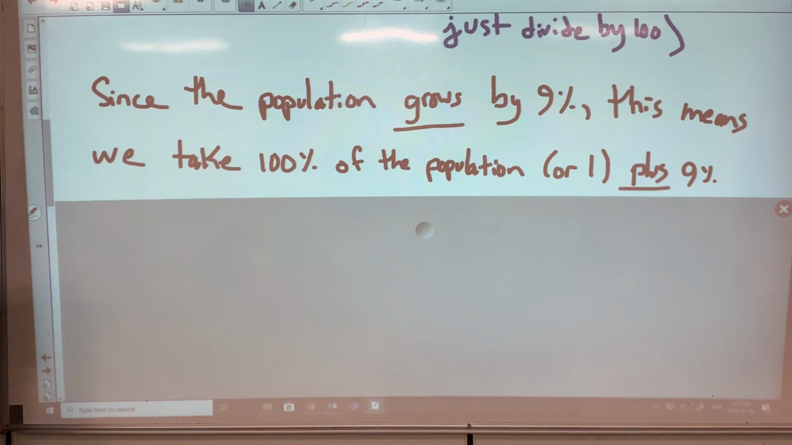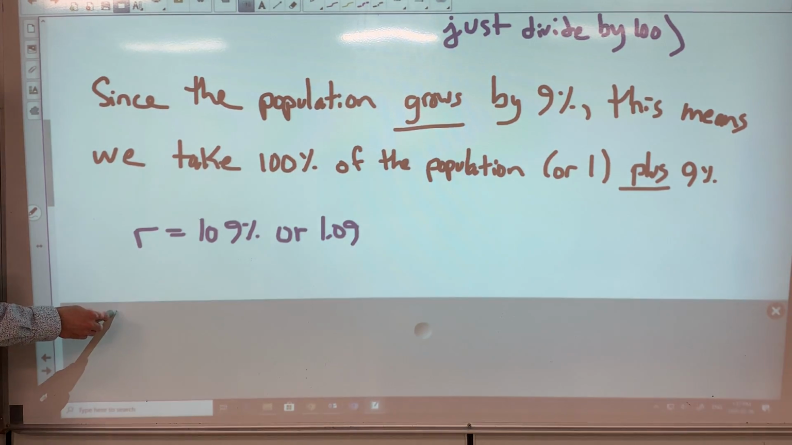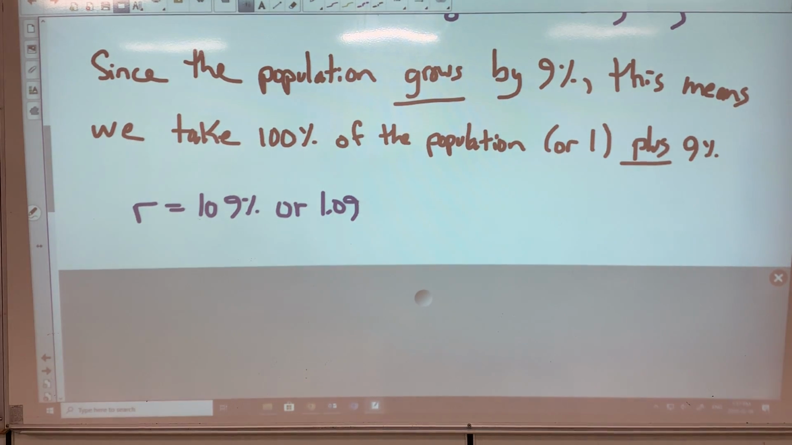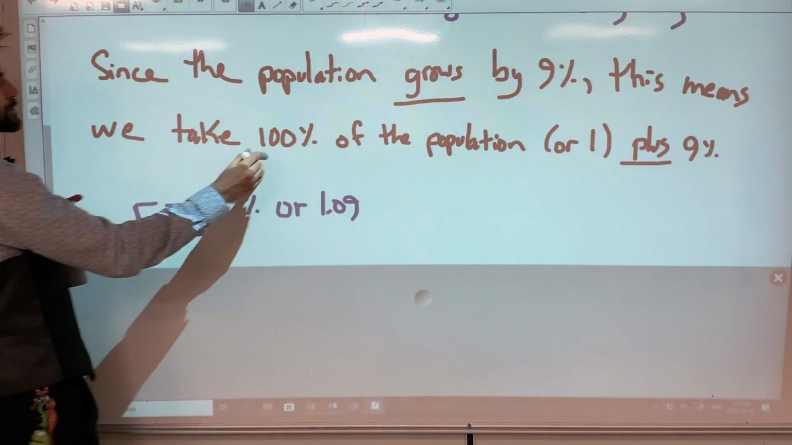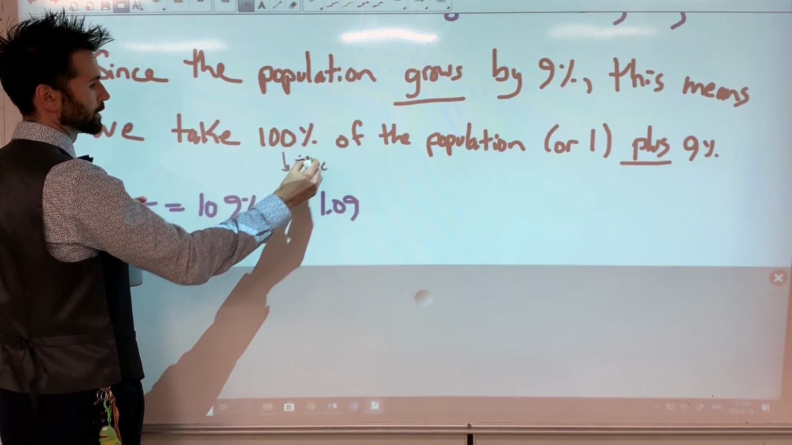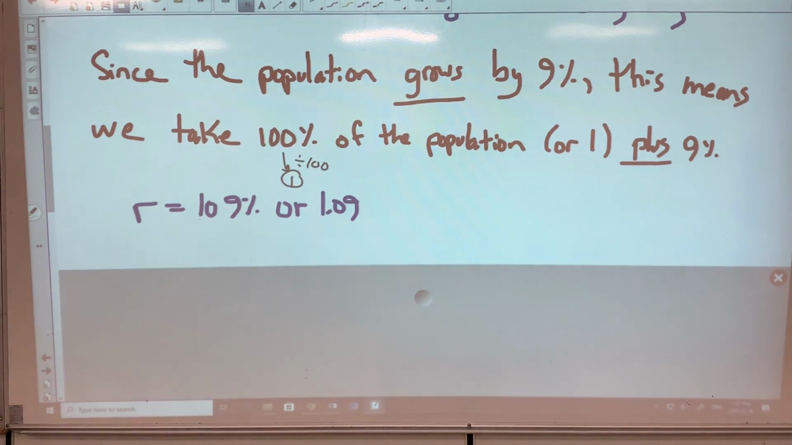The population grows by 9%. We're going to take 100% of the population plus 9%. So your growth rate is 1.09. If you put in 9%, you're going to get the wrong answer. So the population grows by 9%, that means we have 100% of what we had the year before plus 9% more. So we add 1. Does that make sense? Because when you divide 100 by 100, you get 1. So we add 1 and we get 1.09 as our growth rate. It's probably the other place where people have issues on word problems. So everybody cool?